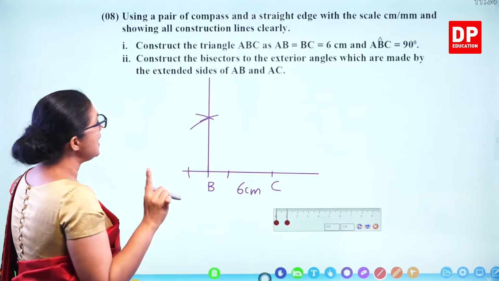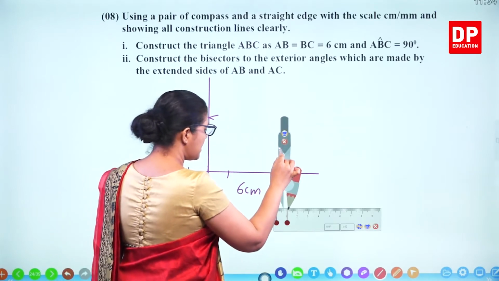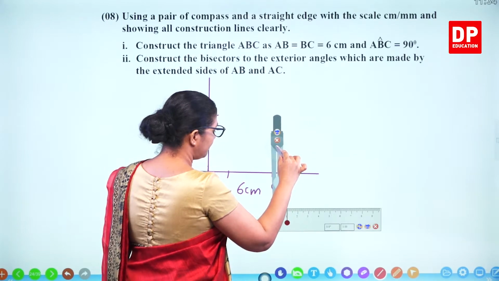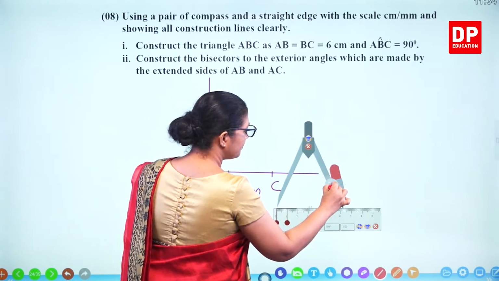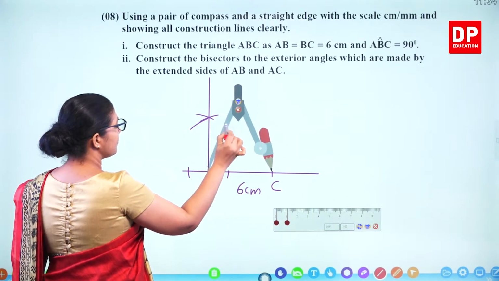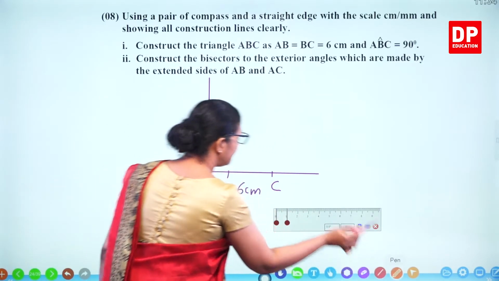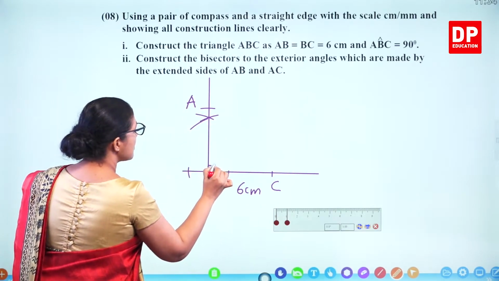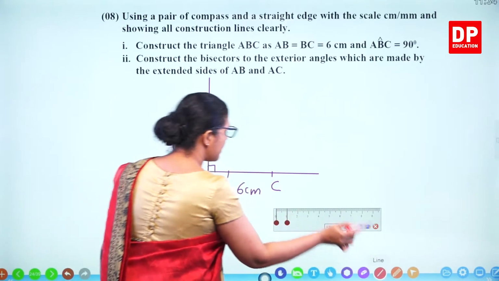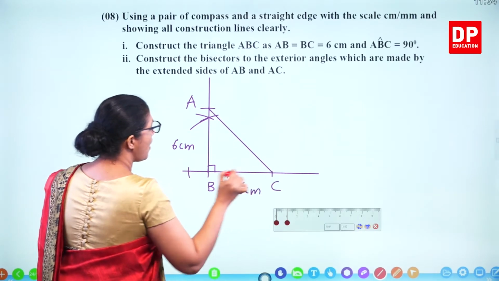This is 90 degrees and also BA is 6 centimeters. So we can measure 6 centimeters and mark the point A. So keep on top of B and mark the point A here. This is A. So this is 90 degrees and this is 6 centimeters as well. Now you can connect A and C. So this is the ABC triangle.